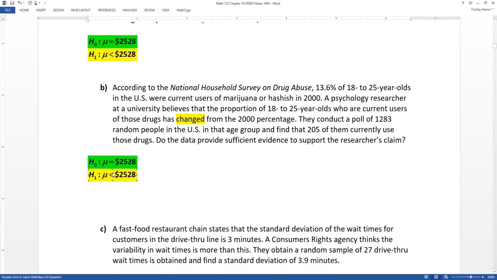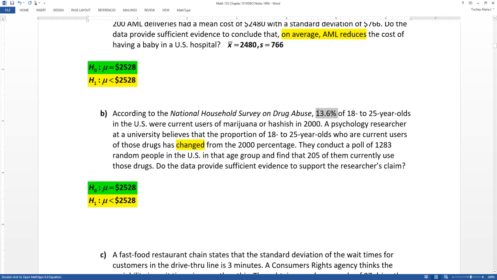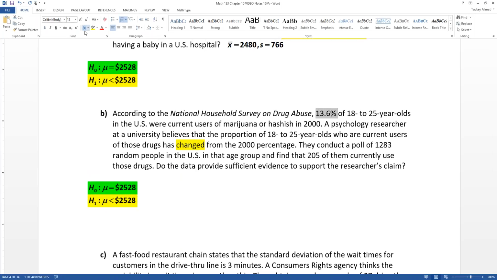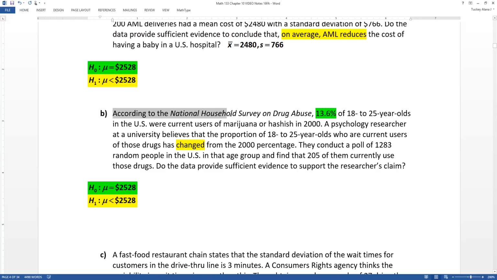Now we have to think about what our parameter is. In this case, it's a proportion. The proportion that we assume to be true is the 13.6. So we assume that the old data of 13.6% of U.S. 18-25-year-olds is true unless we can prove it otherwise for the sake of this researcher. All right, and then the word 2000 in there, that's not anything.